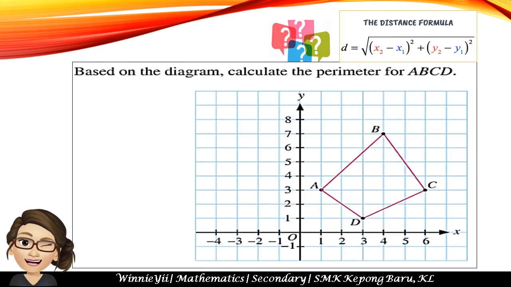Last but not least, I leave a hot question for your homework. To calculate the perimeter of ABCD, you need to find the length of each side of the quadrilateral. We will discuss this question in our next lesson.